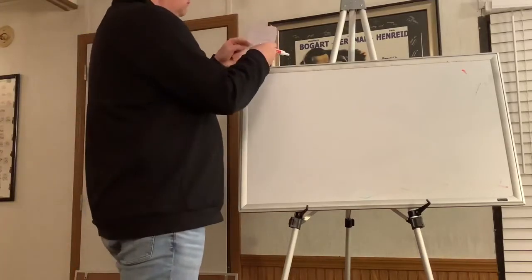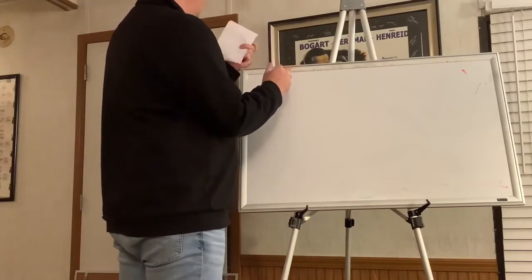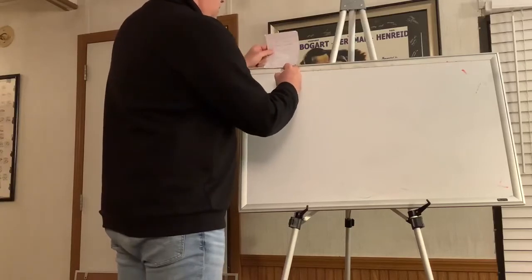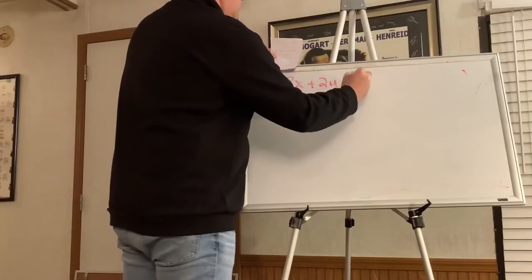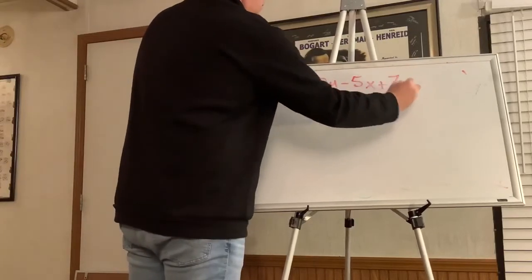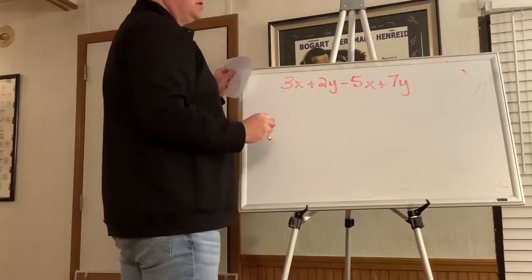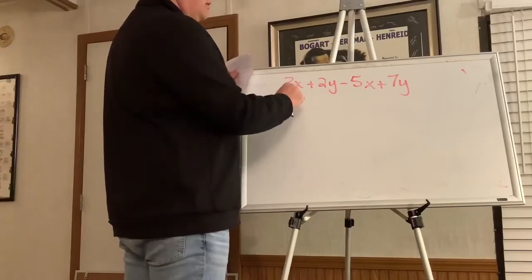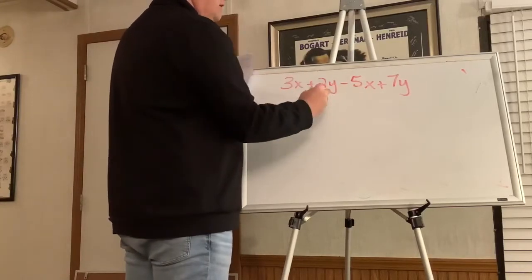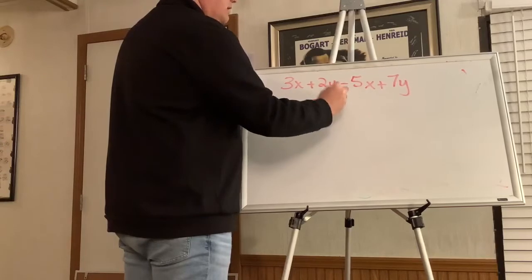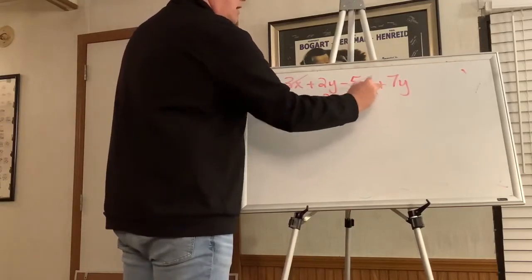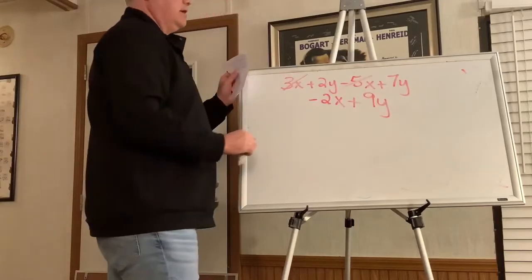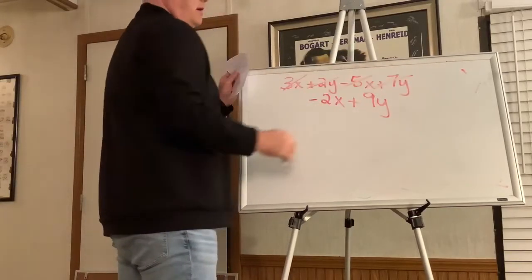So the first one of the combining like terms was like this. Okay, so 3x plus 2y minus 5x plus 7y. So I can combine the 3x minus 5x, which is negative 2x. And I'm done with those. 2y plus 7y is 9y. Okay, so I just added 2y plus 7y.